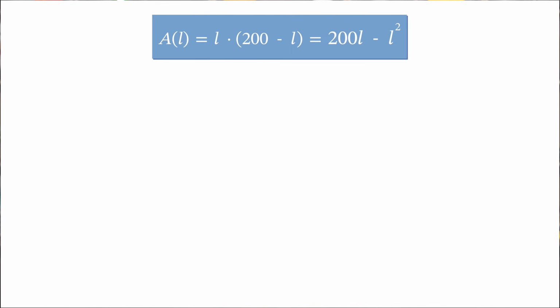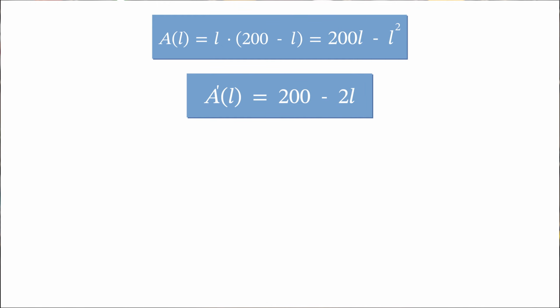Remember, in order to find the dimensions that maximize the field's area, we need to locate a critical point of this function. Let's take the derivative of A. A prime of L is 200 minus 2L. We can see that A prime is a linear function. This means it is continuous, and we can solve for where A prime equals 0.